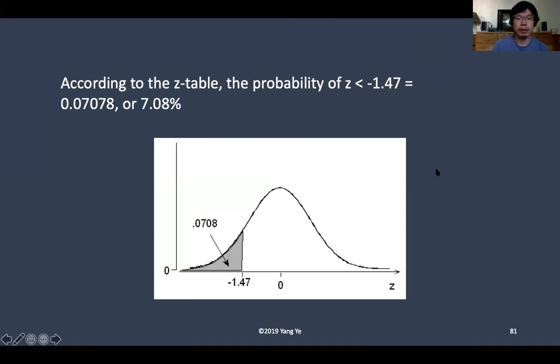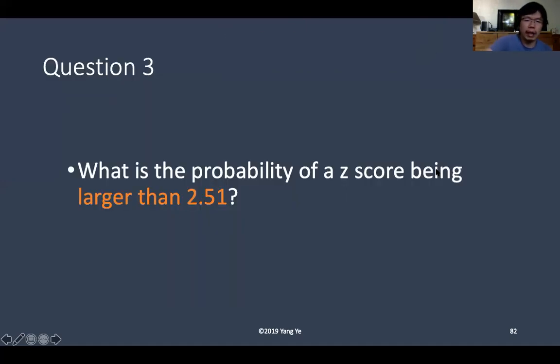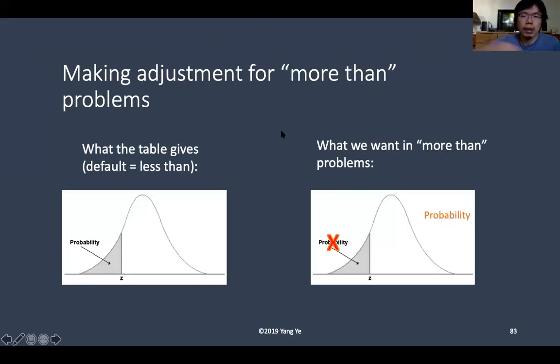Okay, so this is straightforward, but now what is the probability of a Z-score being larger than 2.51? Okay, larger. Now we have to determine the area, the probability, towards the right-hand side of a critical value instead of towards the left. But this requires a little bit of a transformation. We have to make some adjustment, right? The table's default is the less than, but what we want is more than, to the right-hand side.